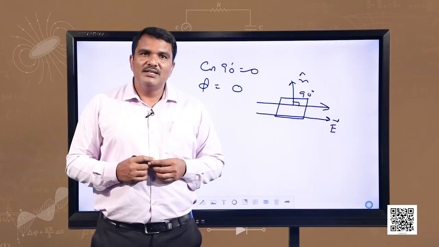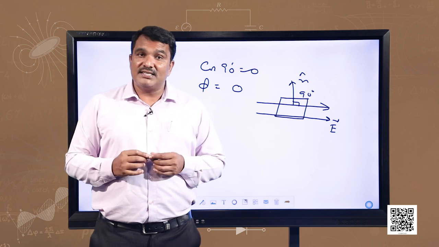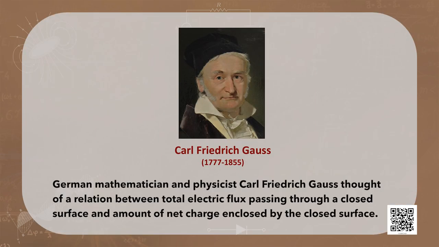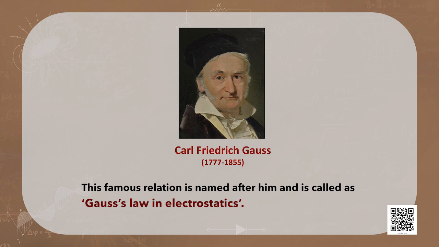normally. Now, as the source of electric field lines is a charge, so a German mathematician and physicist Carl Friedrich Gauss thought of a relation between total electric flux passing through a closed surface and amount of net charge enclosed by the closed surface, and he ultimately found it. And this famous relation is named after him and is called as Gauss's law in electrostatics, which is the topic of discussion of this program.